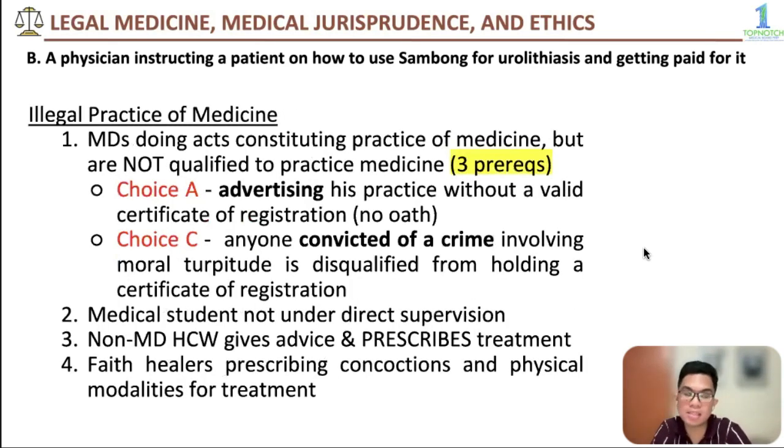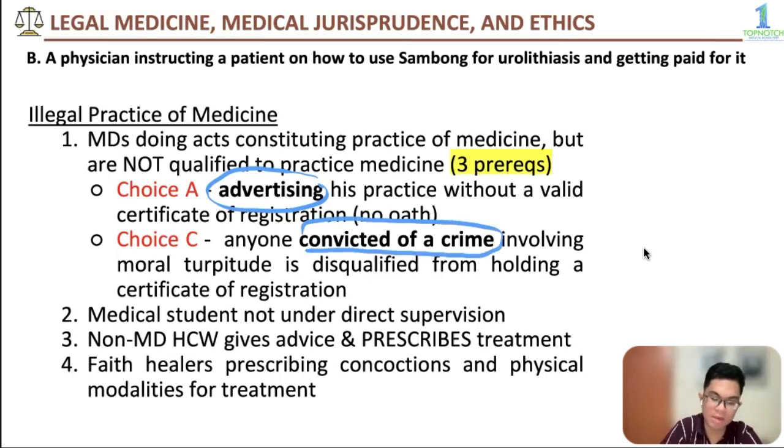So what's illegal practice of medicine? MDs who do not qualify to practice medicine. Like choice A, he's advertising, diba? Those are one of the three acts. However, he has no valid certificate of registration kasi hindi pa siya nanumpa. Okay? And any physician convicted of a crime of moral turpitude is matatanggalan ng lisensya. Okay? So, like your choice letter C.